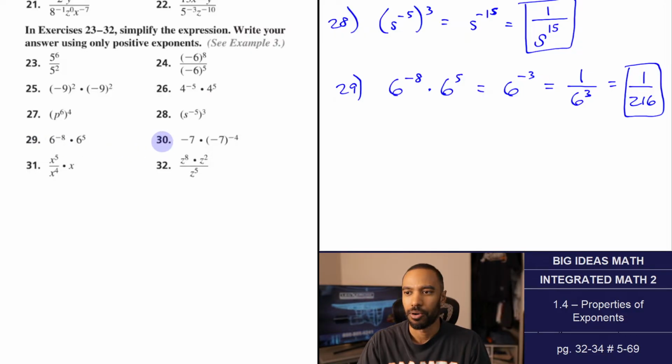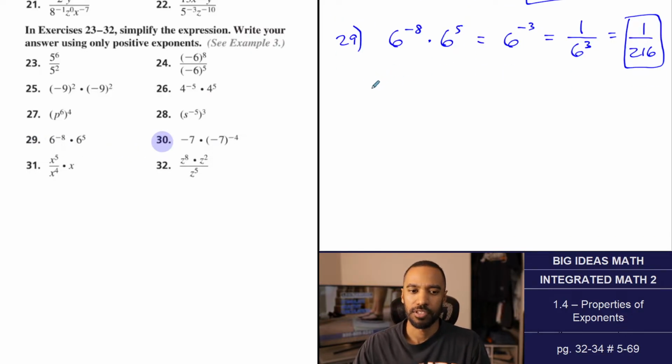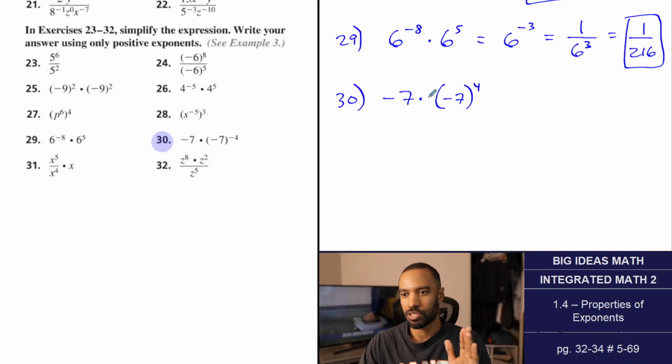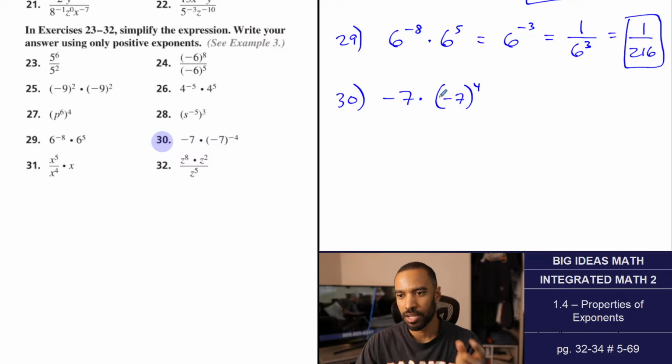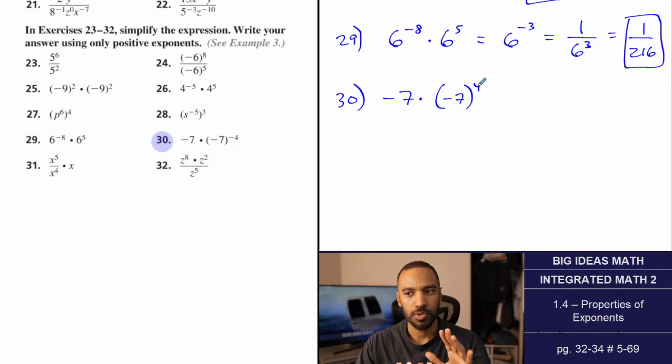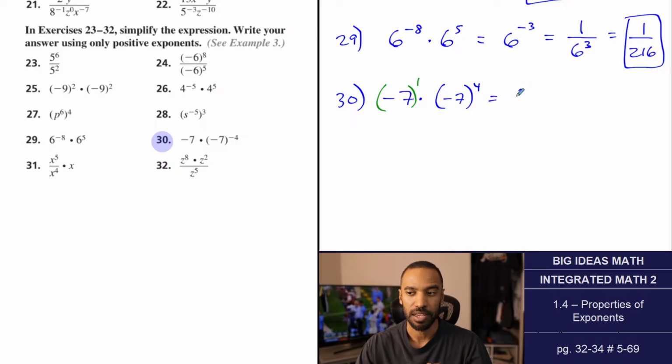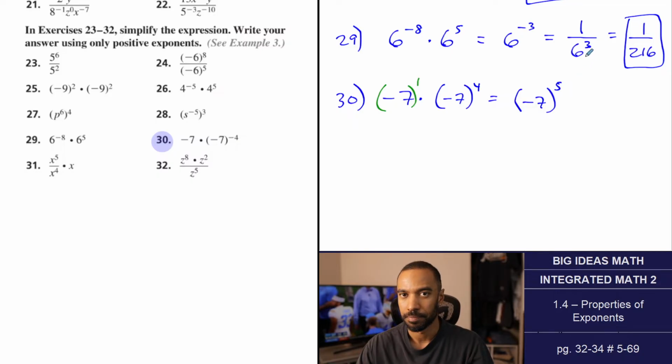Number 30. Oh, okay. We have negative 7 times this negative 7 in a quantity raised to the fourth. Now, you can't multiply these negative 7s straight up because of the order of operations. You might say, this one's in parentheses, this one's not. Is it different? Not really. You have to understand that this negative 7 is really negative 7 to the first power. So we have negative 7 to the first times negative 7 to the fourth, which means we keep those negative 7s and add the 1 and 4 to get 5: negative 7 to the fifth power.